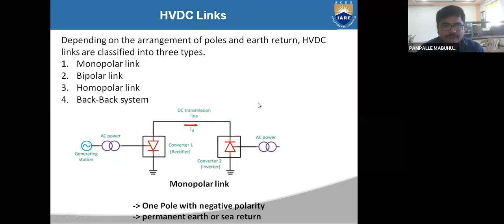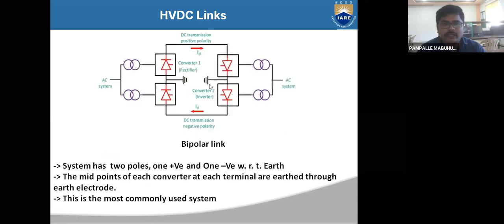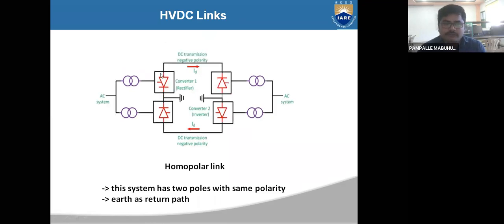If you observe the monopolar link, you will have one converter station, which is a rectifier, and another converter station, which is an inverter. These two are connected by one transmission line. In the bipolar link, you will have two poles, one positive and another negative. If you observe the homopolar link also, you will have two converter stations connected to one DC transmission line.